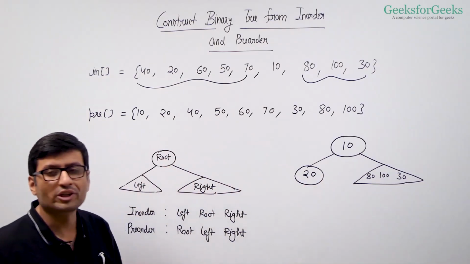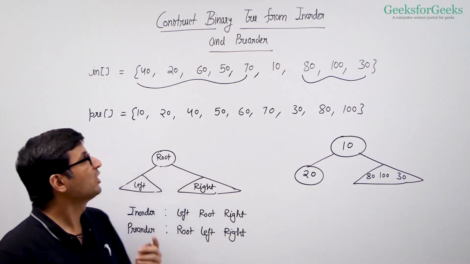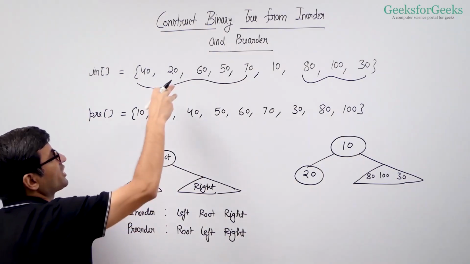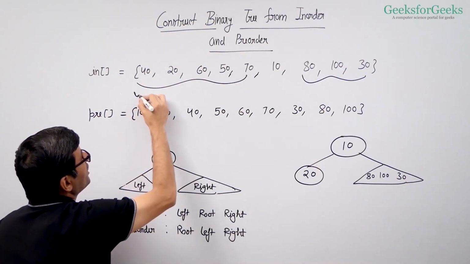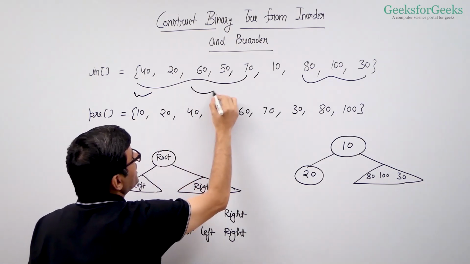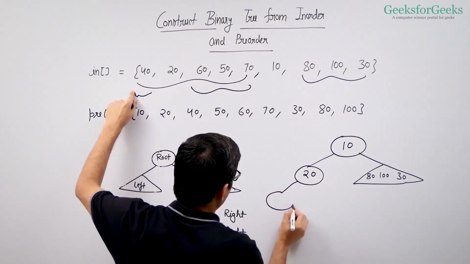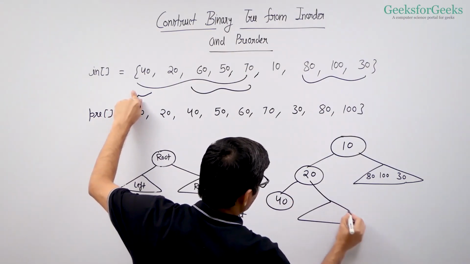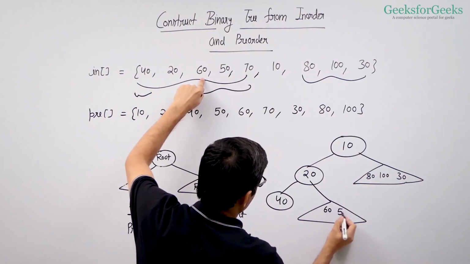Now, how do we know what is in the left side of 20 and what is in the right side of 20? We make use of in-order traversal for this. We search 20 in the in-order traversal and we figure out 40 is on the left side of 20, and 60, 50, 70 are on the right side. So we know 40 is the left child of 20 and these 3 items are in the right child, 60, 50 and 70.